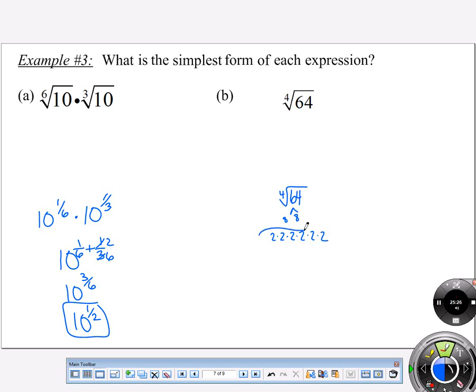So there's one group of 4. So 2 will go outside. And then left inside is 2 times 2, which is 4. Okay? So that part of it's done. We could have done that last week.